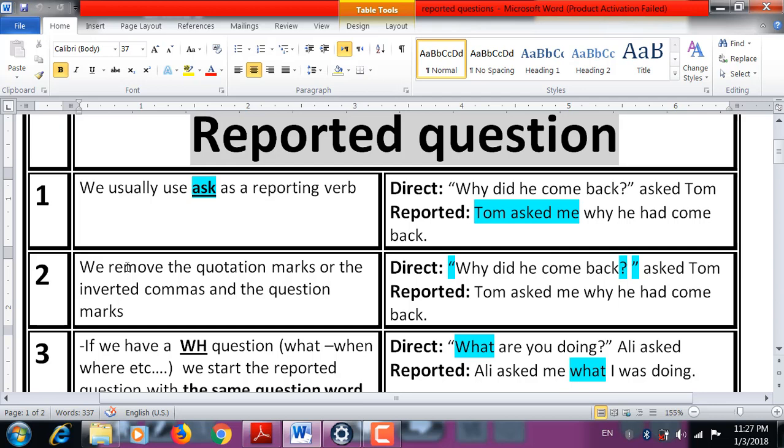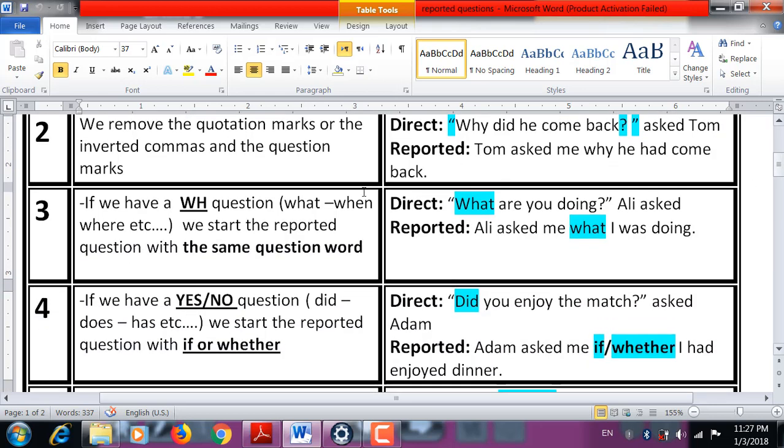The next step is to remove the quotation marks, the inverted commas, and then you remove the question mark. We have here the inverted commas or the quotation marks. We have to remove them, and we have to remove as well the question mark. Note that we don't have any quotation marks here. We don't have any question mark, right? This is the second step.